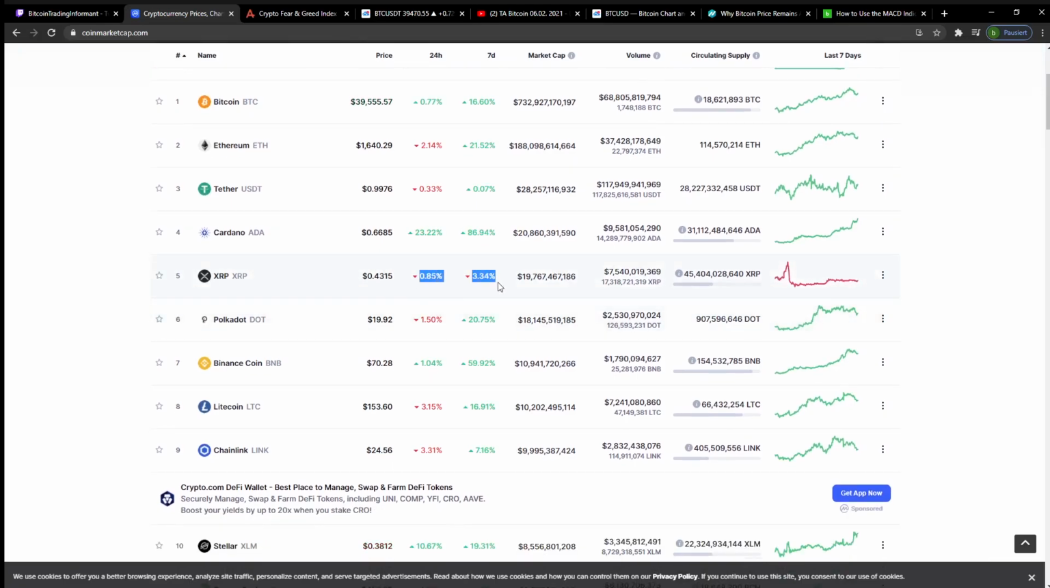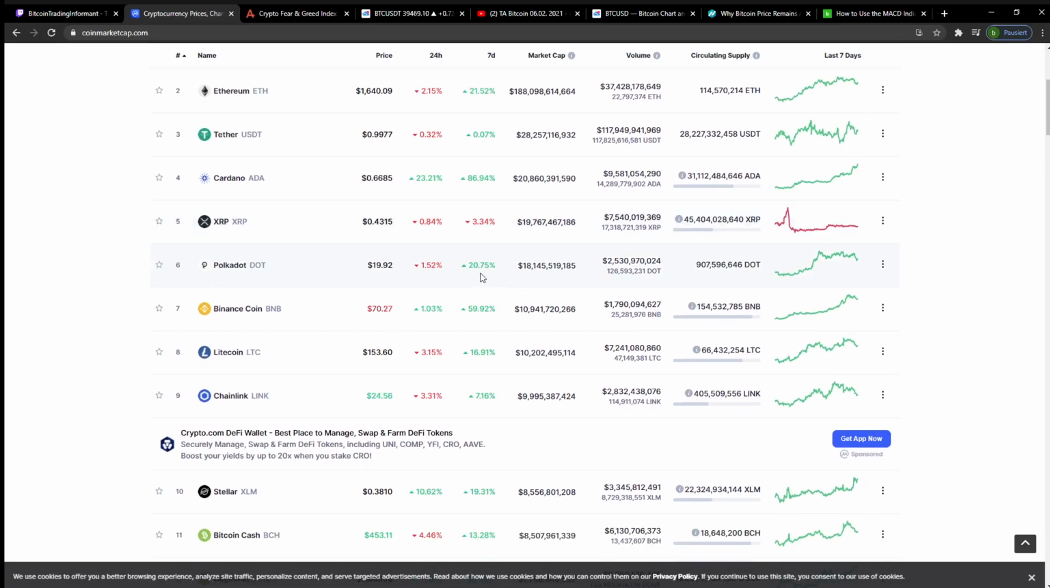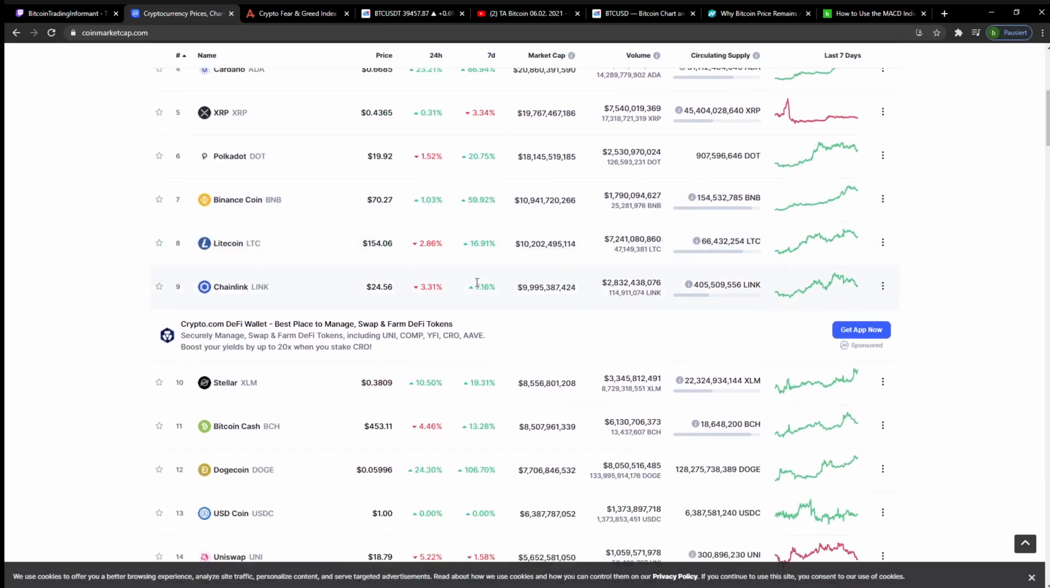XRP is not a good place to trade. Momentarily you see in the last 7 days minus 3.3% and a plus of 0.8%. Polkadot, okay, the last 7 days are good. Today not so good. Let's check Litecoin. Today minus 3%, and the last 7 days a plus of 17%.